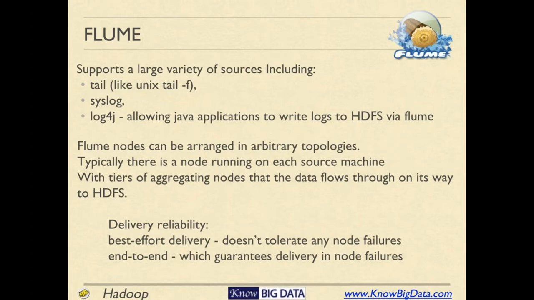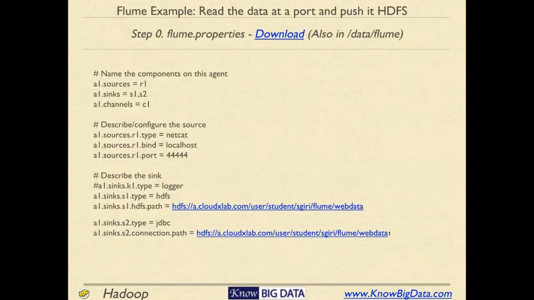Okay, so by arranging these things in a topology, you can build various kinds of delivery reliability: best effort, meaning it does not tolerate any node failures, and end to end, which guarantees delivery despite node failures, by using parallel and sequence.